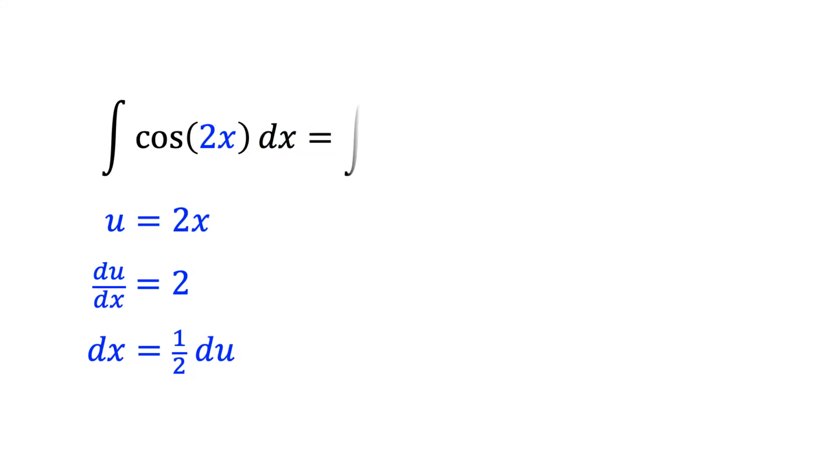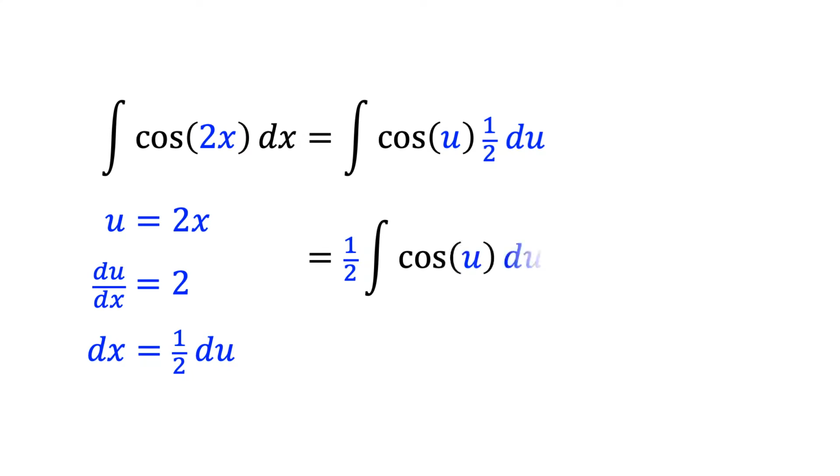So now we can rewrite our integral. Instead of 2x, we can write u as the argument of the function. And instead of dx, we can write 1/2 du. Since the 1/2 is a constant, we can pull it out of the integral. Now we need to integrate cosine of u du.